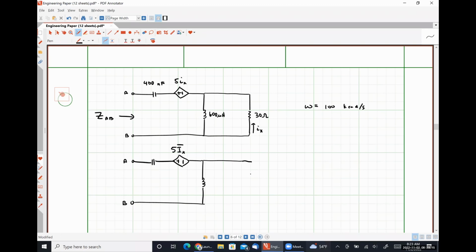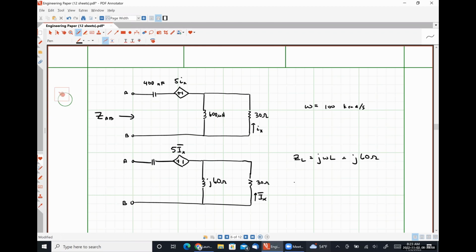Since the impedance of our resistor does not change, I'm going to go ahead and write that one down. So the impedance of our inductor, ZL, is going to be j omega L. So that is going to be, let's see, 100 times 10 to the 3 times 600 times 10 to the minus 6. Looks like j60 ohms.